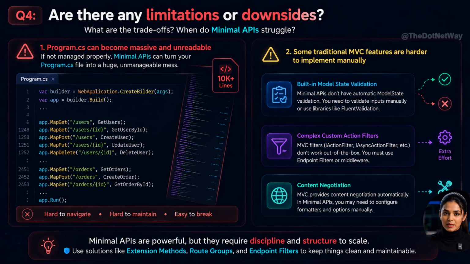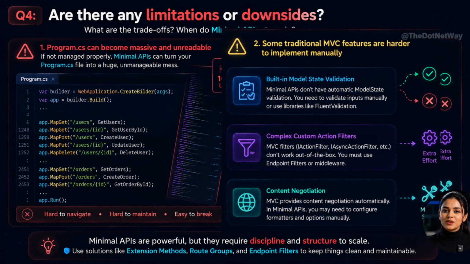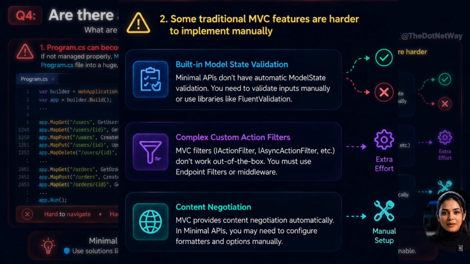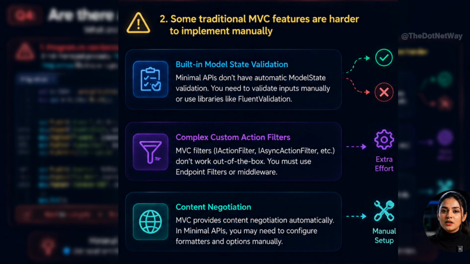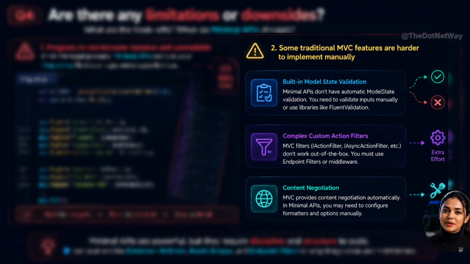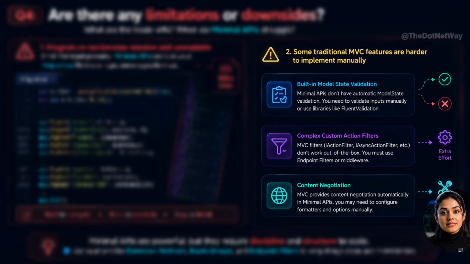What are the trade-offs? When do minimal APIs struggle? If not managed properly, minimal APIs can turn your Program.cs file into a massive, unreadable mess of thousands of lines of code. Also, traditional MVC features like built-in model state validation, complex custom action filters, and content negotiation are slightly harder to implement manually in minimal APIs.